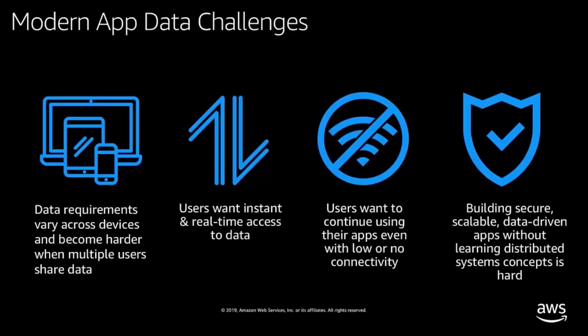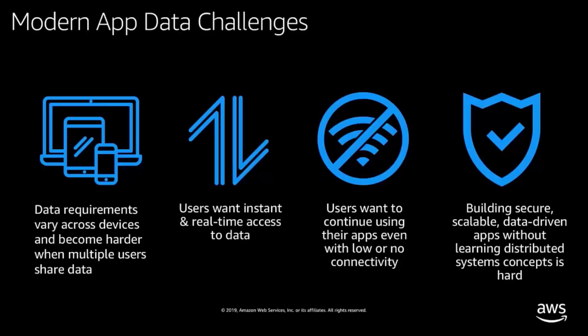Also, users want real-time access to their data, and they want instant access to their data as well. So think of applications like messaging applications. When a user is having a conversation with their friend, they don't have to refresh their screen to see the message from the person they're chatting with. That data needs to be available in real time.